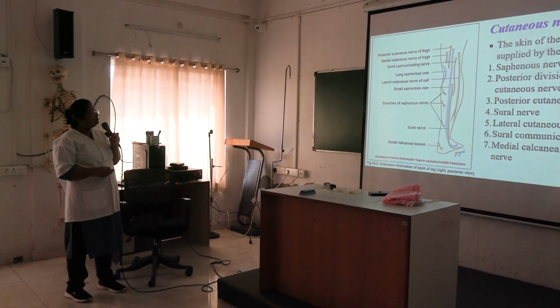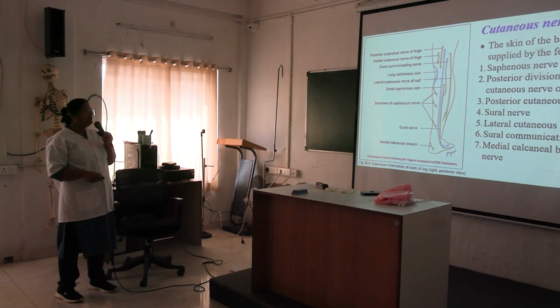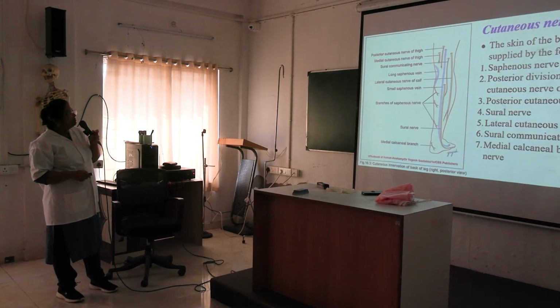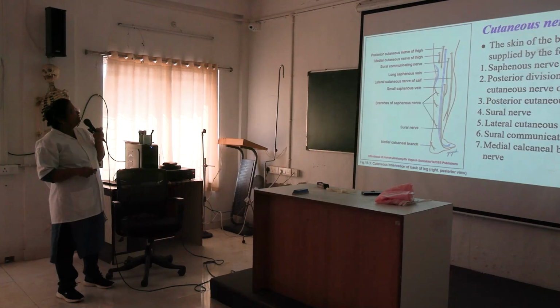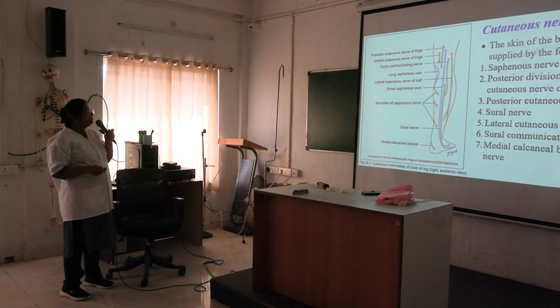See, this is the small saphenous vein originating on the lateral aspect, then ascending upward. Here it is piercing the deep fascia and draining into the popliteal vein. And these are the cutaneous nerves. You can see medial cutaneous nerve of thigh, posterior cutaneous nerve of thigh. This one is sural communicating nerve, lateral cutaneous nerve of the calf, and these are the branches of the saphenous nerve. Okay, so all these are cutaneous nerves.